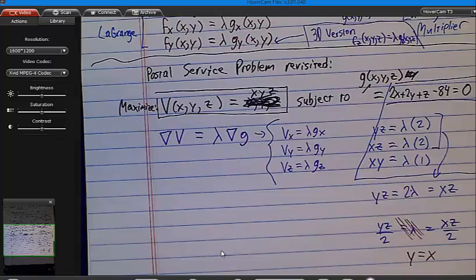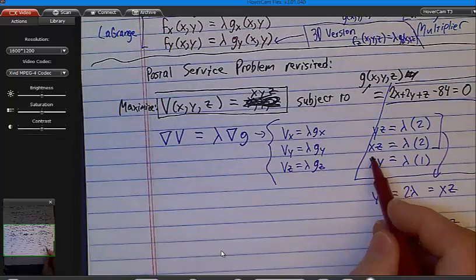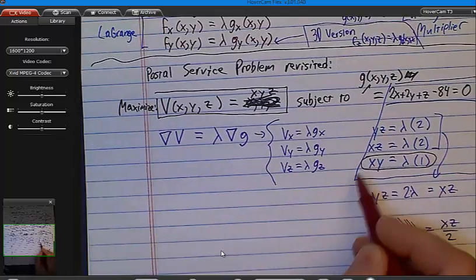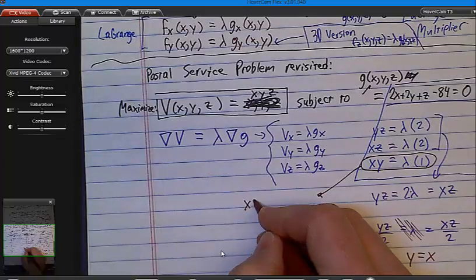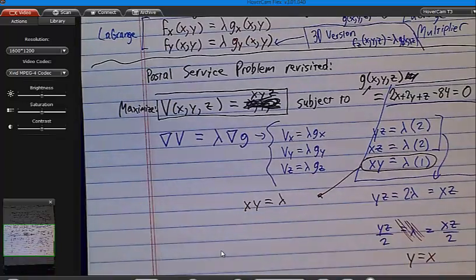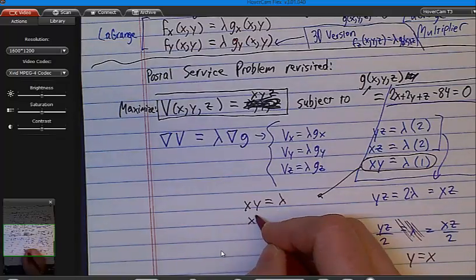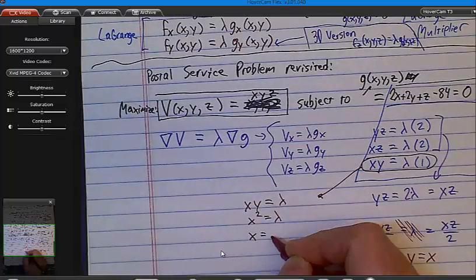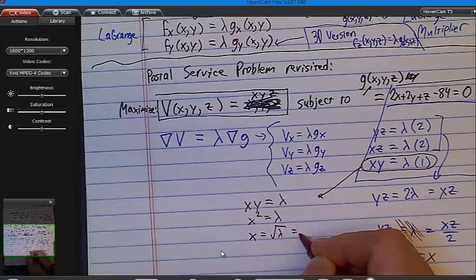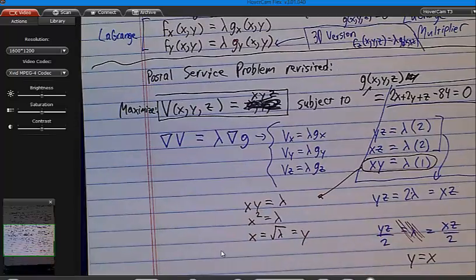Well, how about, let's see. Oh, we didn't use this equation yet, right? What's that equation tell me? That tells me that x times y is equal to lambda. But what do I know about x and y? They're equal. So x squared is lambda. So what's x? Square root of lambda. All right, so it's the square root of something.